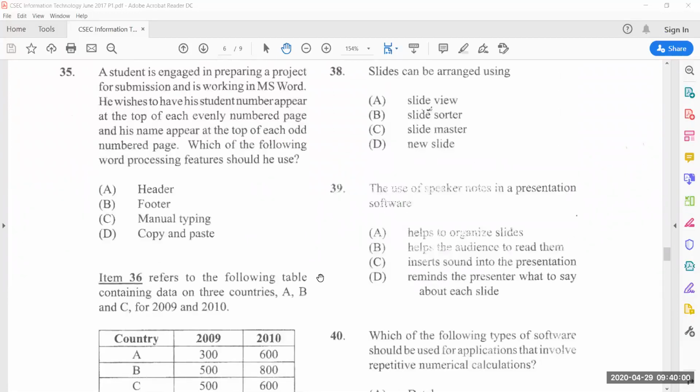All right, 38. Slides can be arranged using which of the following options? B, sir. B, the slide sorter, yes. All right. So that's the application you're speaking about. There is Microsoft PowerPoint.